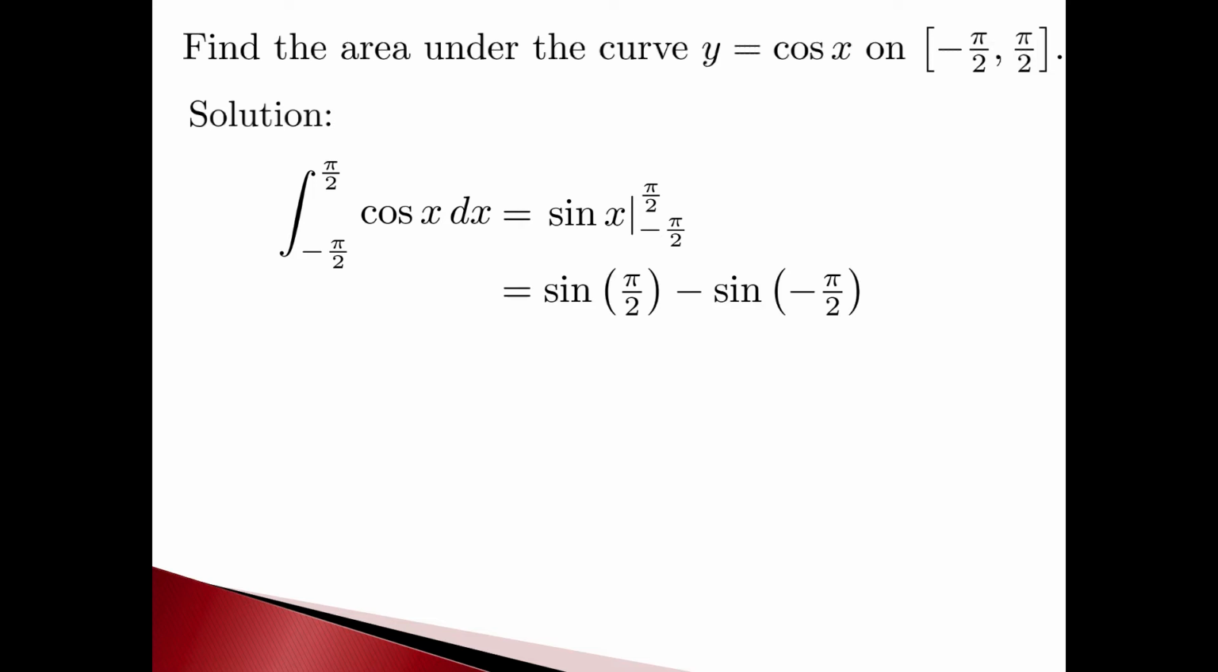Then I do that. It's sine of pi over 2 minus sine of negative pi over 2. Well, it turns out, of course, sine of pi over 2, that's 1. Sine of negative pi over 2, that's negative 1. So I'll get 1 minus negative 1, which means I'm really adding 1 and 1 to get 2. And that's it. Super easy.